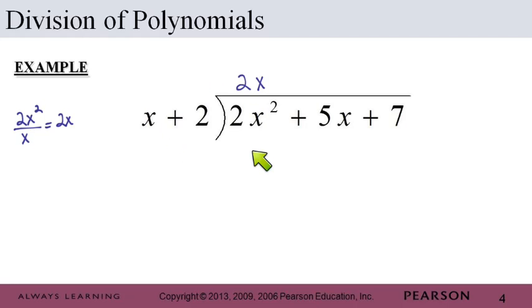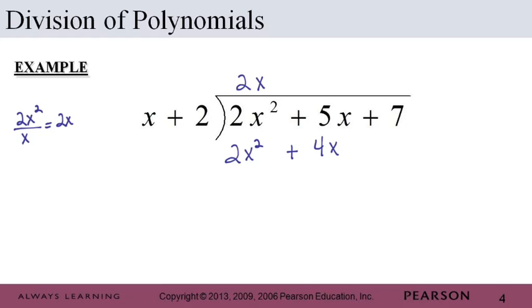And then we multiply back. 2x times x is 2x squared. And 2x times 2 is 4x. Okay, now normally here would be the subtraction step, but since we're talking about terms of a polynomial, let's not say subtract, let's say change signs and add. Now you know that those two are the same, but it does seem to make a difference when we're dealing with terms. It helps keep us on track.